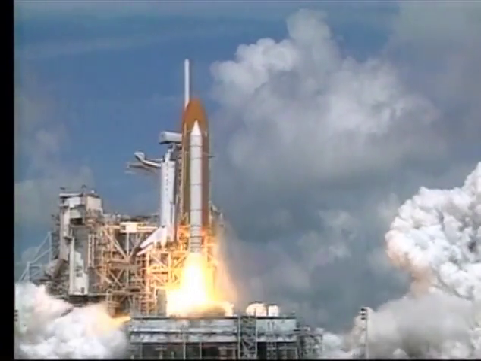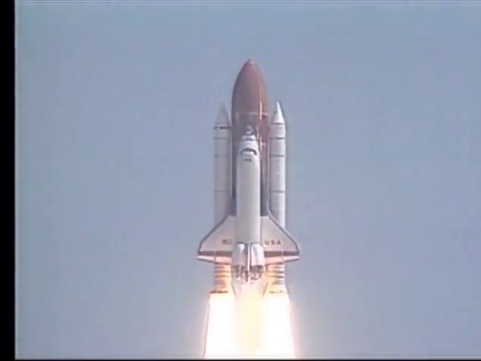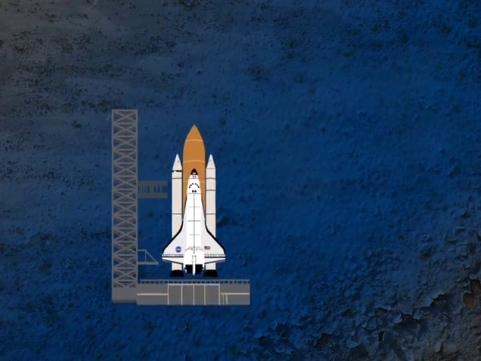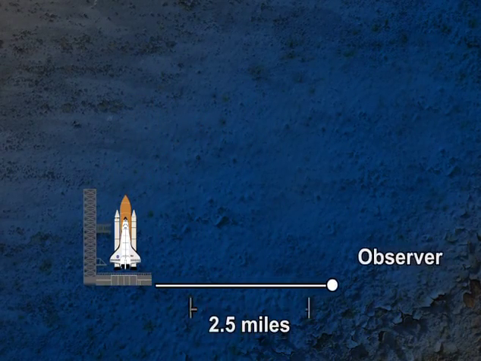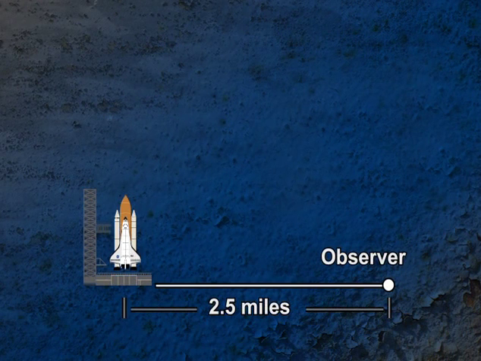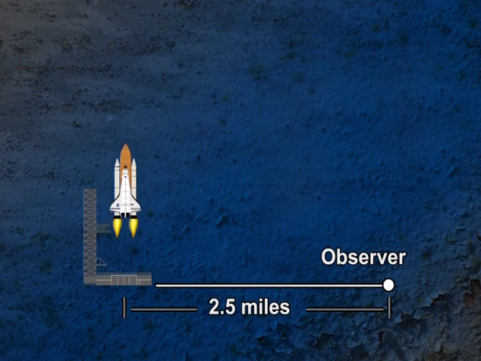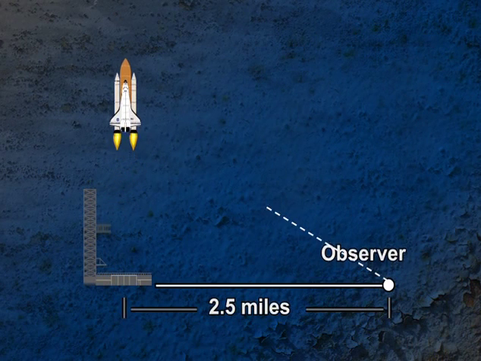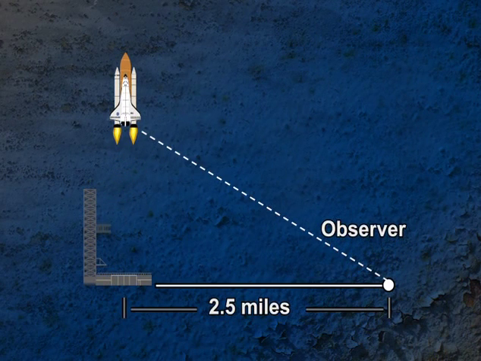Now, suppose that we back away from the launch pad. Suppose an observer uses a map to determine the distance from a space shuttle launch pad to be 2.5 miles. Now let us suppose that a few seconds after liftoff, at one particular moment in time, the observer uses some sighting instrument to measure the angle of elevation to the base of the shuttle to be 25 degrees. So at this moment in time, we measure that angle to be 25 degrees. Now, how high is the shuttle at that particular instant?